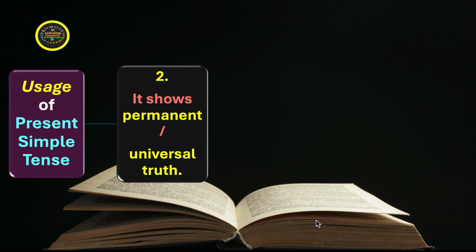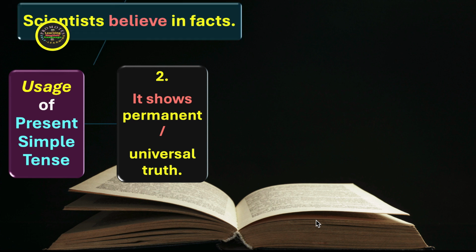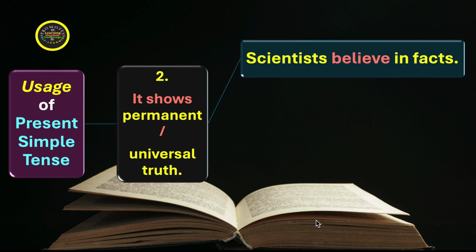Facts which are acknowledged by people all over the world, universally accepted. That is why we call it universal truth. There is no conflict in accepting such facts. How? Look at the examples.